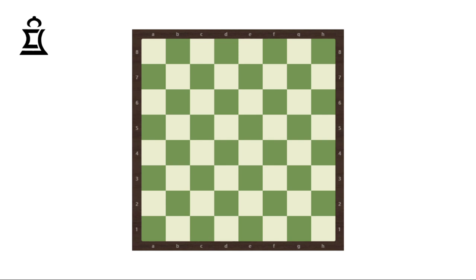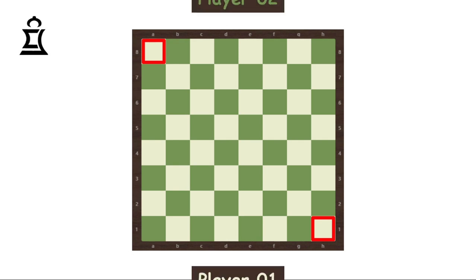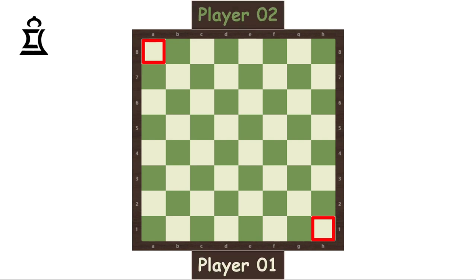The chessboard can't be placed randomly. It must be positioned so that the square closest to each player's right hand is white. If you look closely at the board, you'll see that 2 corners, H1 and A8, are white squares. This means that when the players sit facing each other, the player on this side will have the H1 square closest to the right hand, while the player on this side will have the A8 square closest. This is the correct way to set up the board.